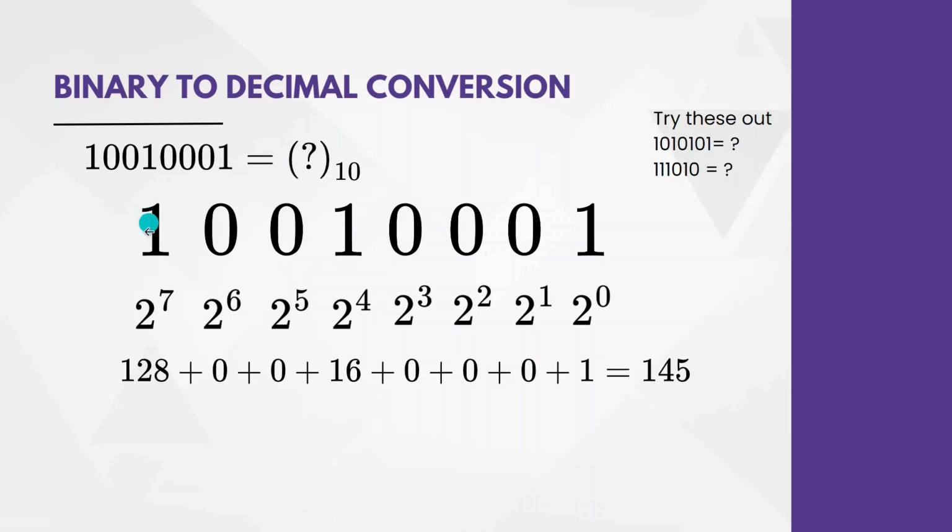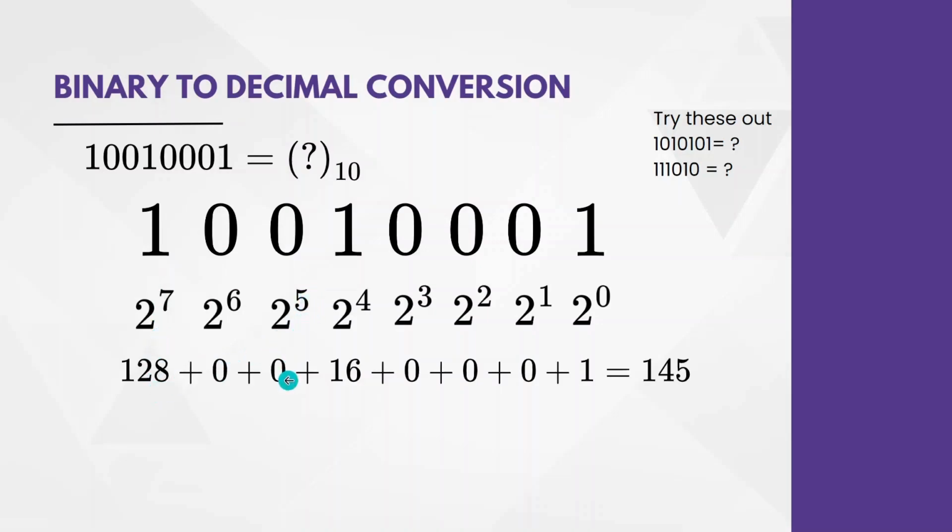So it will be 1 into 2 power 7 plus 0 into 2 power 6 plus 0 into 2 power 5 plus 1 into 2 power 4 plus 0 into 2 power 3, continue, and the last would be plus 1 into 2 power 0. Now 0 into anything would be 0. So 0 into 2 power 6 is 0. But 1 into 2 power 7 is 128.